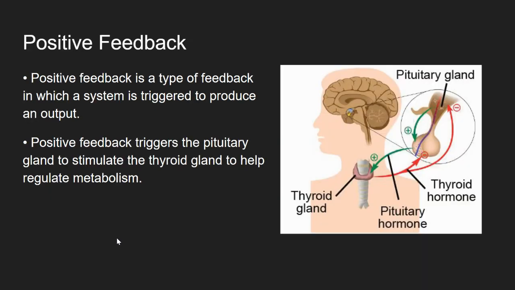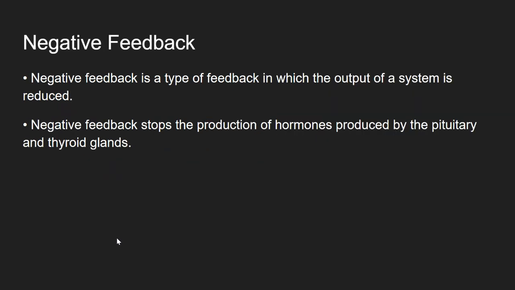Positive feedback is a type of feedback in which a system is triggered to produce an output, and positive feedback triggers the pituitary gland to stimulate the thyroid gland to help regulate metabolism. Negative feedback is a type of feedback in which the output of a system is reduced. Negative feedback stops the production of hormones produced by the pituitary and thyroid glands.